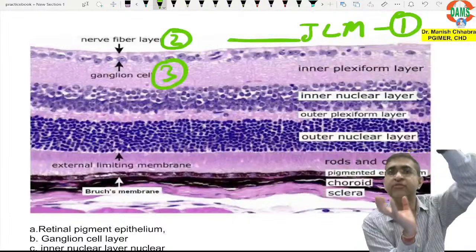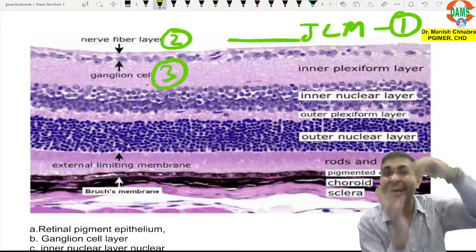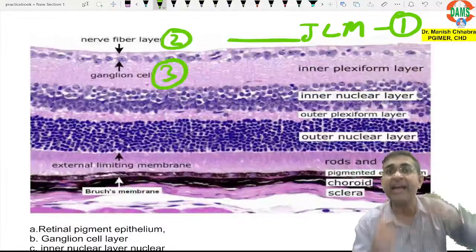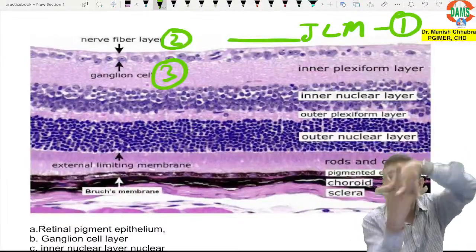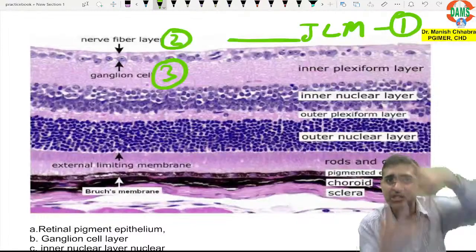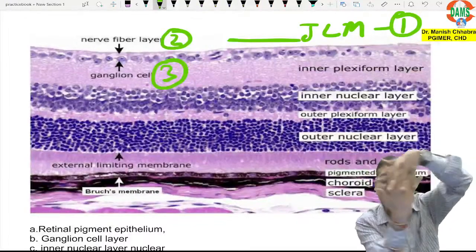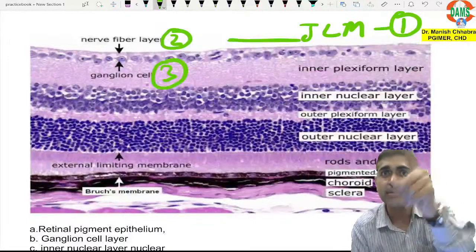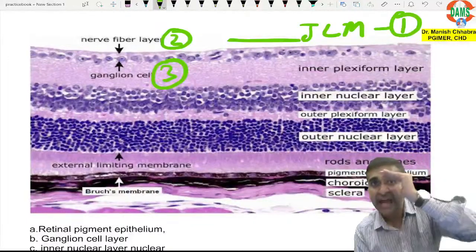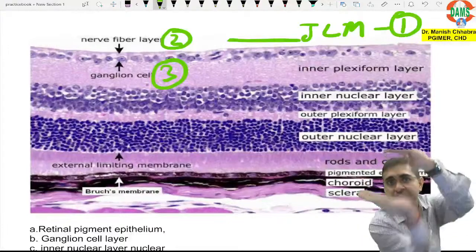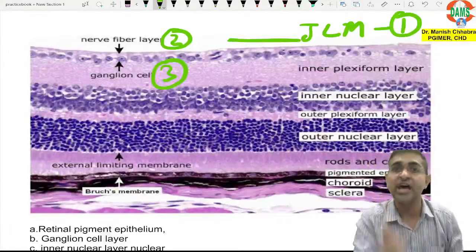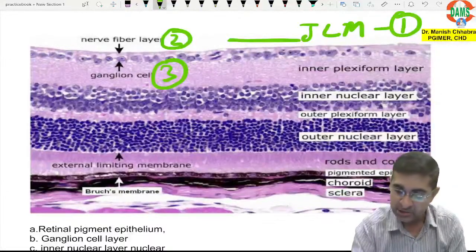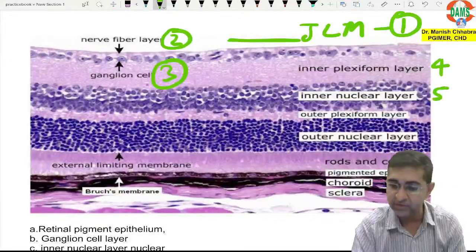Now you tell me, if two nuclei are to be connected, how are they going to get connected? With the help of a synapse. If they are going to be connected with the help of a synapse, the central layer which consists of synapses will be called the plexiform layer. So ganglion cell layer, inner nuclear layer, and in between, the synapse, the inner plexiform layer. Is it understandable? So that is our 4th layer and 5th layer.